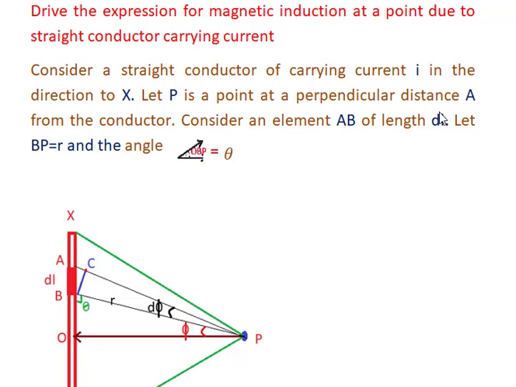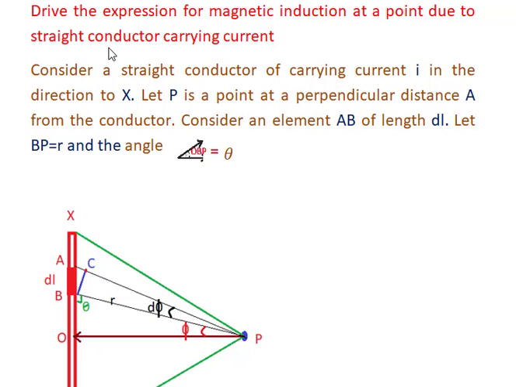Dear students, today we discuss the expression for the magnetic induction at a point due to a straight conductor carrying current. You know what a conductor is? A conductor is a type of solid material which conducts heat and electricity, so it easily conducts electricity. Suppose we pass a current through a straight wire or straight conductor, a magnetic induction is produced around it.